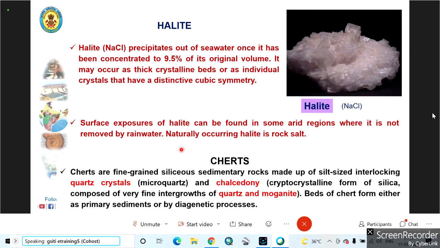The other rock type that falls under this category is chert. Cherts are fine-grained siliceous sedimentary rocks made up of silt-sized interlocking quartz crystals, that is microquartz, and chalcedony, that is the cryptocrystalline form of silica, and composed of a very fine intergrowth of quartz and moganite. Beds of chert form either as primary sediments or by the diagenetic process.